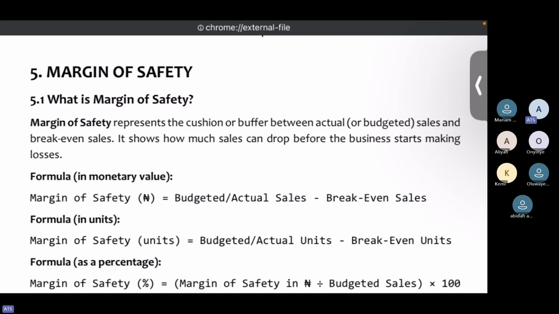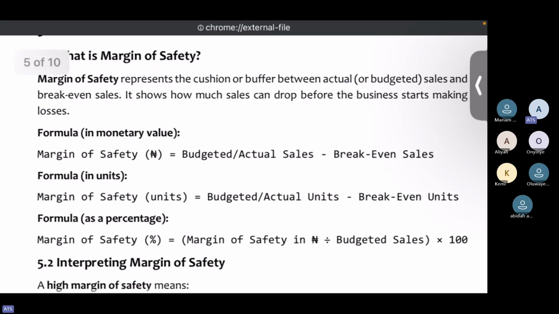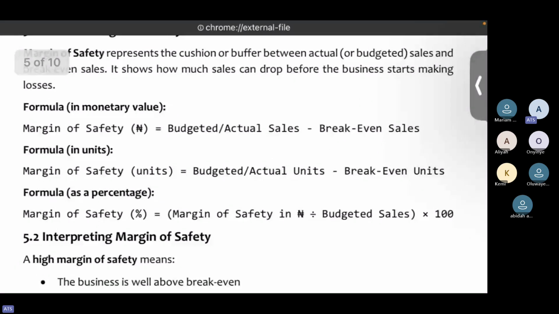So management might ask you, as a cost accountant, to help analyze how far we are away from making a loss. What do we need to do? How many units should we make sure that we always sell if we want to keep on making profits, as we are currently making profits? That's what margin of safety is. Just like every other concept, it has its own formula, and the formula is actually very simple: budgeted sales minus break-even sales. When we get to an example, as I've been saying, you will understand better.